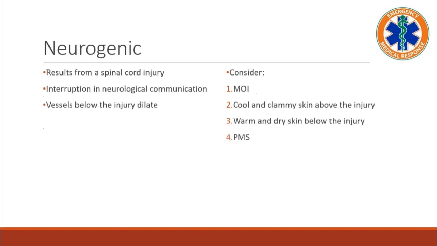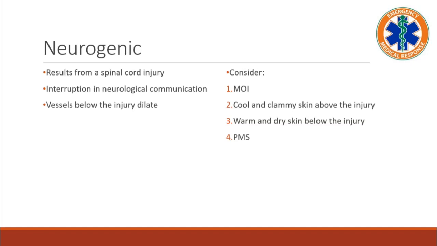And so neurogenic, probably the rarest, I would think, but still something to look out for. It's from like a spinal cord injury. We've got an interruption in the neurological system, and the vessels below the injury are going to dilate, which is kind of the common theme for all these, is vessel dilation.